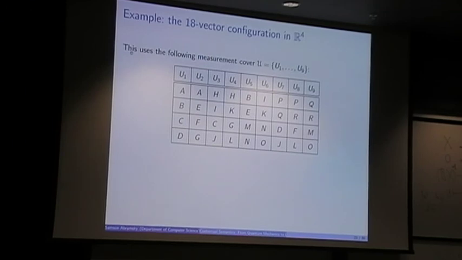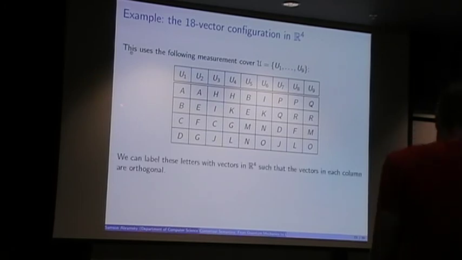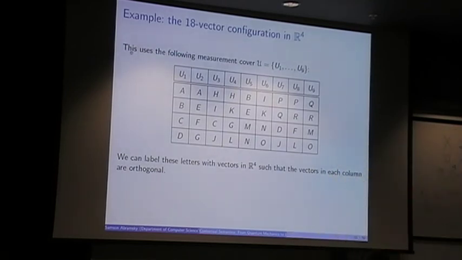And actually, here is an example of such a measurement structure. So you see, it can look quite different to the Bell-type scenarios. This is a family where the underlying set of elements has 18 things, which I've labeled by the letters A through the last one I used. So it has 18 different letters in there. That's the underlying set. And then the cover is composed of 9 sets, the columns in this table. Each of those sets contains four of the elements of our underlying set. And the important property that these have is that we can label these letters with unit vectors in R^4, such that the vectors in each column are orthogonal.